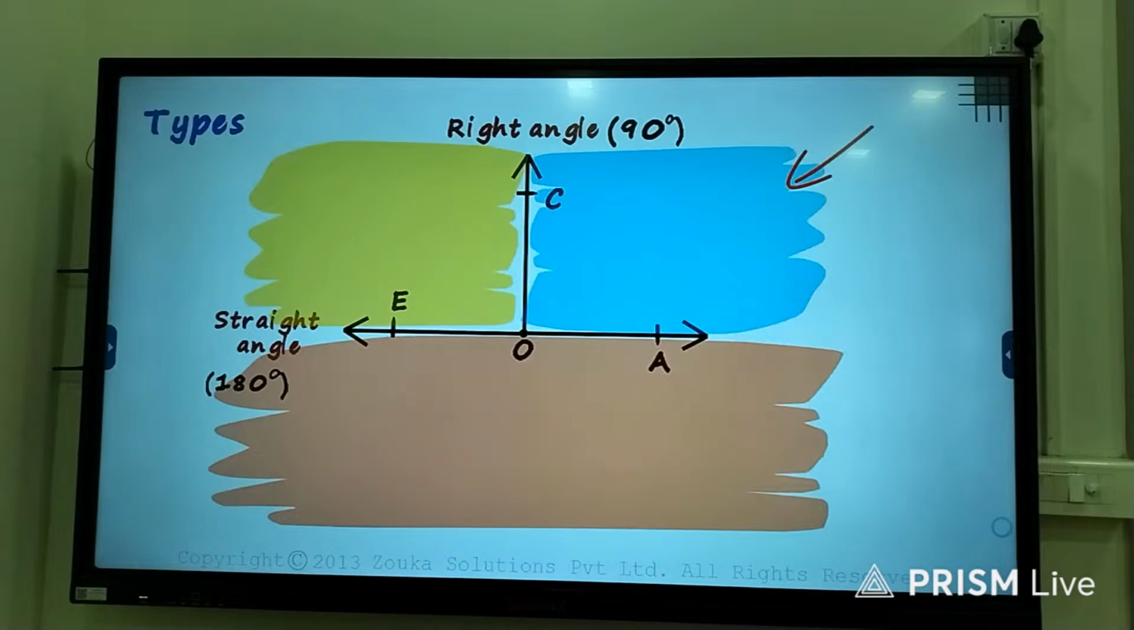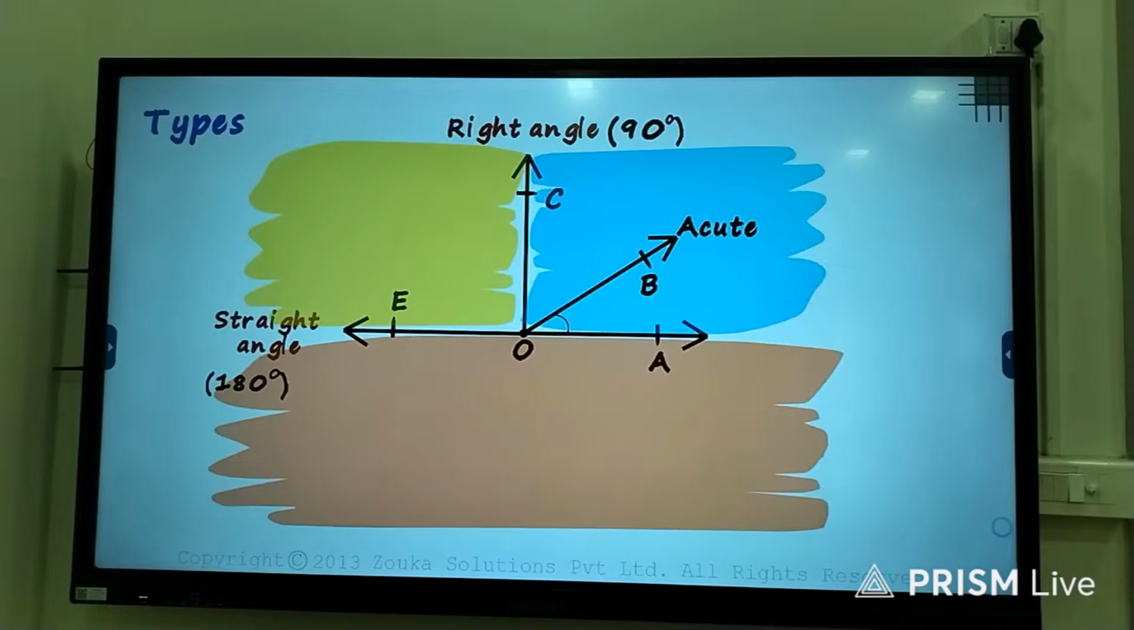Any angle in the blue region is called an acute angle. Let's have another ray OB in the blue region. This angle formed here will be an acute angle. Any angle with its terminal arm between 0 and 90 degrees can be called acute.